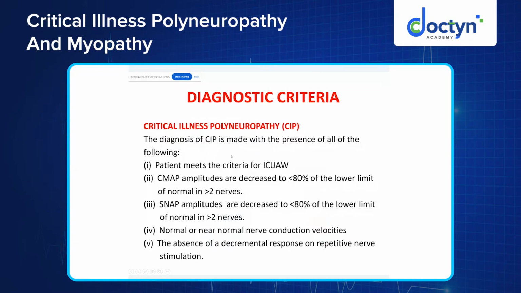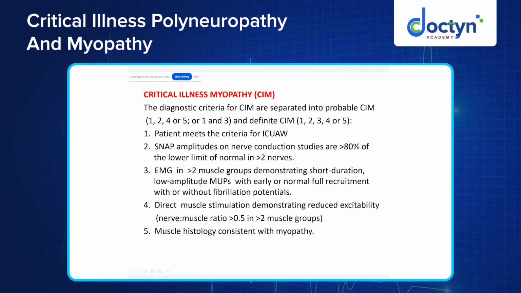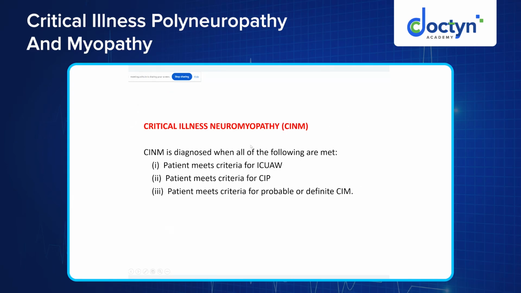Diagnostic criteria of CIP: the patient meets the criteria of ICU-acquired weakness, CMAP amplitudes decrease to less than 80% and SNAP amplitudes decrease to less than 80% of the normal values, near normal nerve conduction velocities, and the absence of a decremental response on repetitive nerve stimulation. For myopathy, the patient meets the criteria, SNAP amplitudes greater than 80%, electromyography in greater than or equal to 2 muscle groups with low amplitude MUPs, direct muscle stimulation greater than 0.5, and muscle biopsy, muscle histology that is consistent with myopathy. Combination criteria for ICU-acquired weakness: meets the criteria of polyneuropathy and meets the criteria of myopathy.